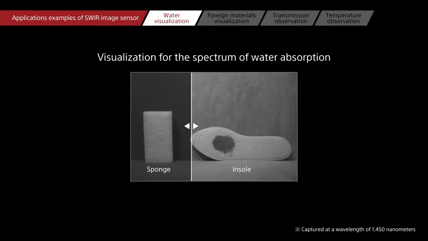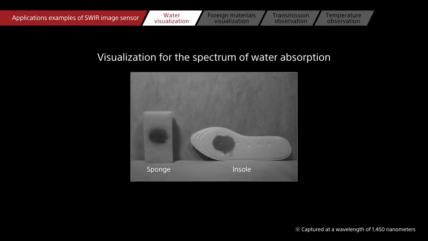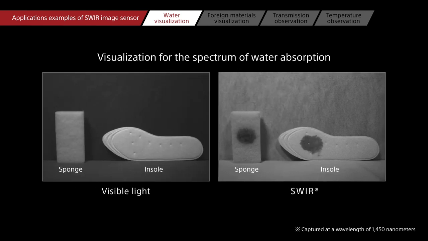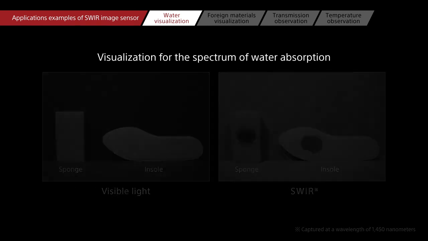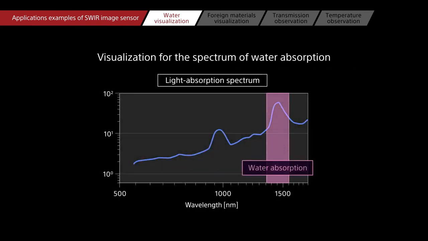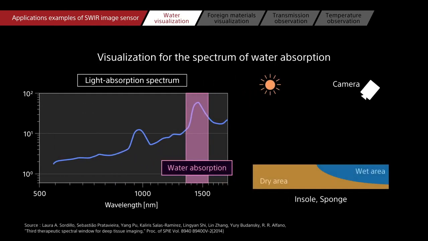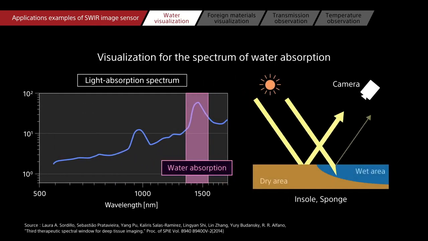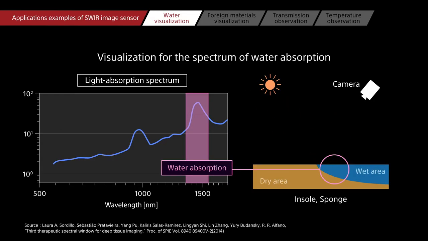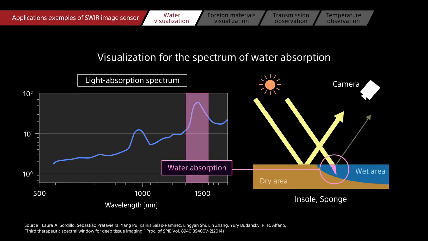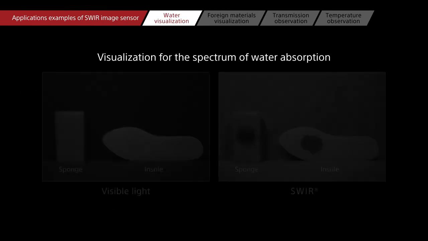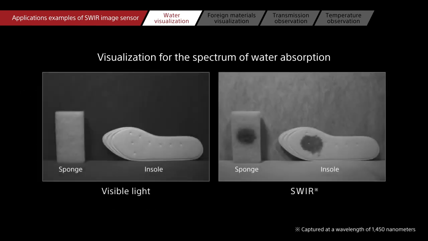In SWIR images, wet areas look dark. Since water absorbs light at wavelengths near 1,450 nanometers, reflection is less likely at those wavelengths, so less light reaches the image sensor. In SWIR images, wet areas can be instantly recognized as they will appear darker due to less reflectivity.